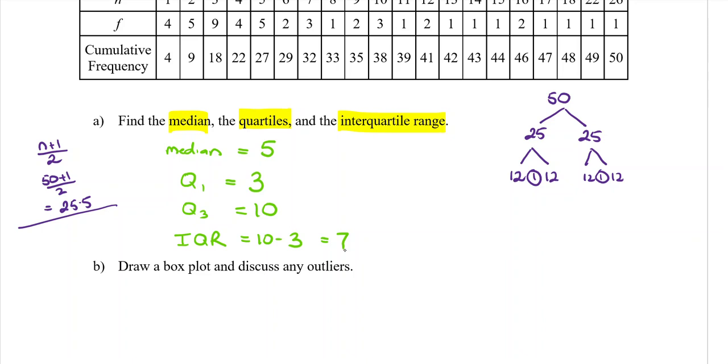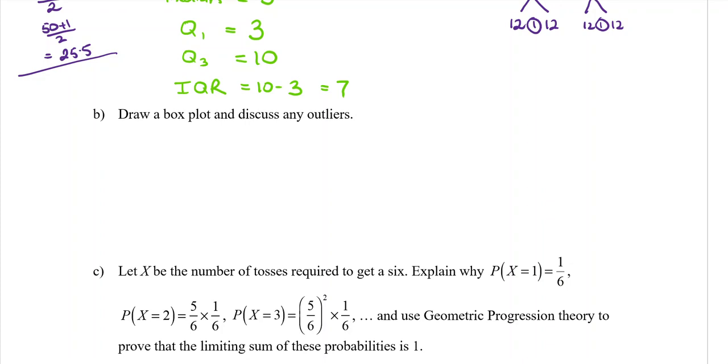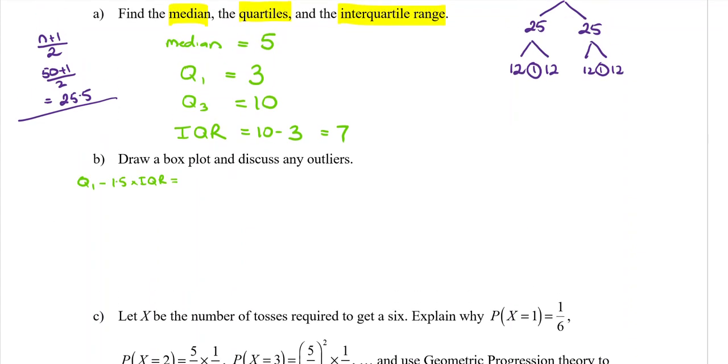Part B, draw a box and whisker and discuss any outliers. Okay, so they've mentioned outliers. I really need to find those before I draw it. The first formula for an outlier was Q1 minus 1.5 times the interquartile range. So using the information that I just worked out, Q1 was 3, and then I minus 1.5 times the interquartile range, which was 7. Type it in your calculator. What do you get? 3 minus 1.5 times 7.